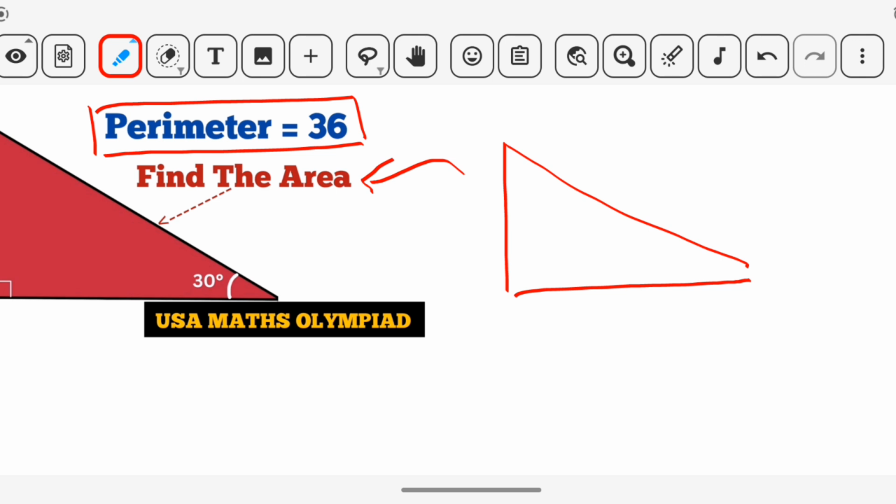You see? So let's call it the base B. Let's call it the hypotenuse, that is H, and let's call it the perpendicular, that is P. So this is a right angle triangle, so we can use Pythagoras theorem, and this angle is 30 degree.